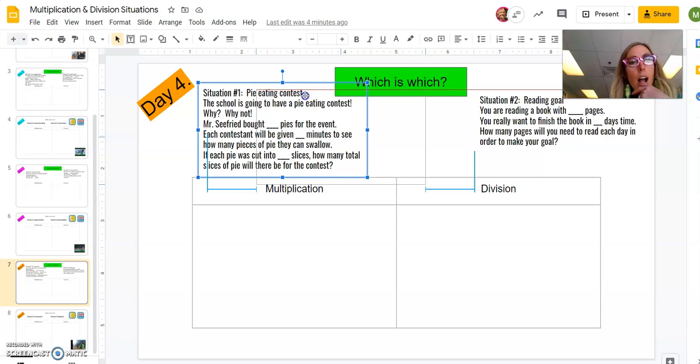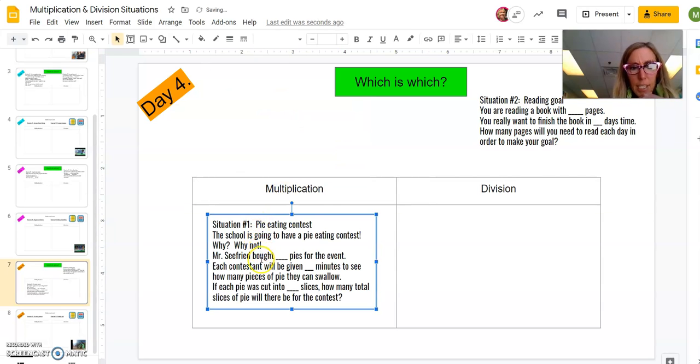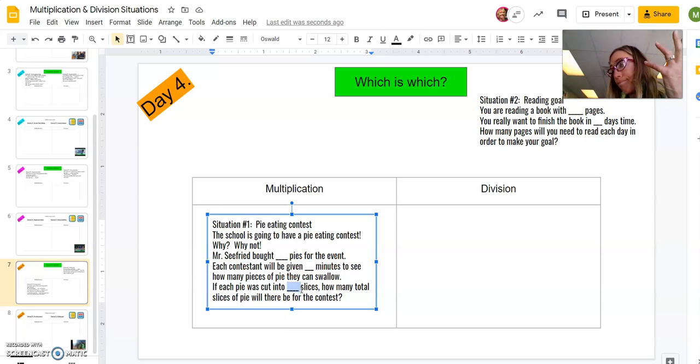Okay. All right. I'm thinking, well, if I put it here, I'd have to say, if he bought, let's say, I don't know, 10 pies, and each pie was cut into, I don't know, 6 slices, how many total slices would there be? Well, here's my 10 pies. Each one is 6. So I have 6 pieces, 6 pieces, 6 pieces, and so on. Oh my gosh, something's repeated over and over and over. That's multiplication, people. So I am going to be multiplying to figure that one out.